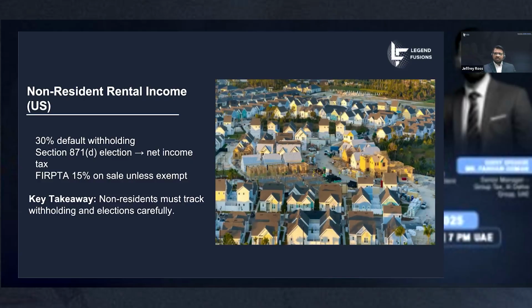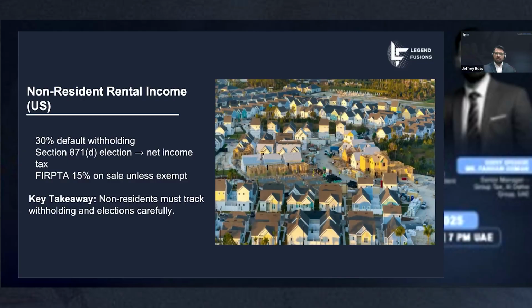So you could say that the IRS requires a flat 30% withholding tax on the gross rental income, which is normally paid to the non-resident aliens who own the property. So this means the payer, usually the tenant or the property manager, must withhold 30% of the gross amount and remit it to the IRS. However, non-resident aliens have the option to make a special election.